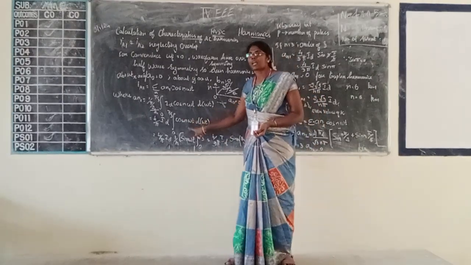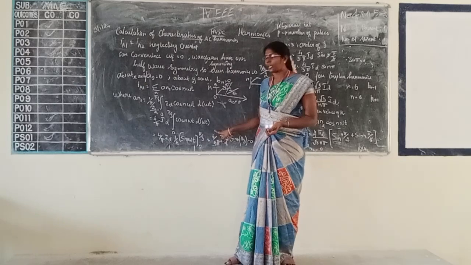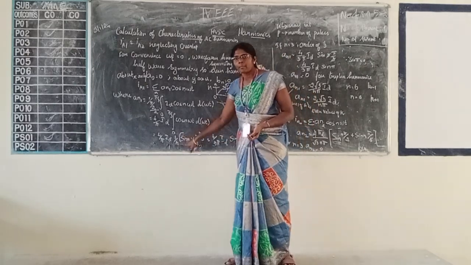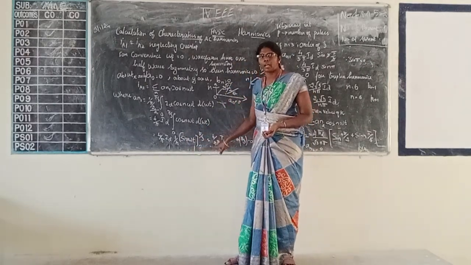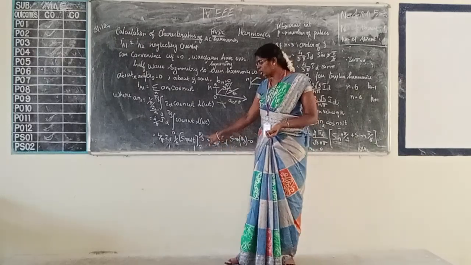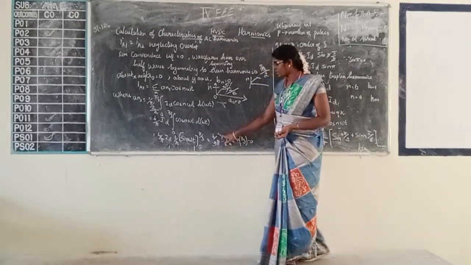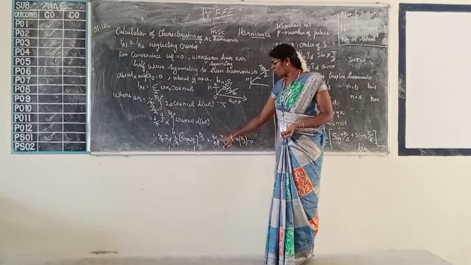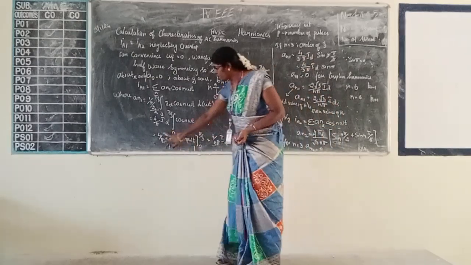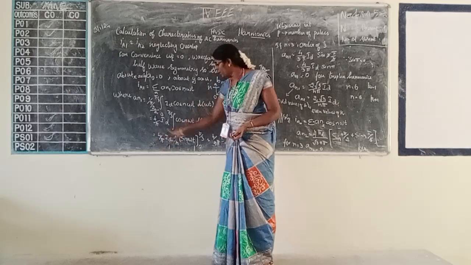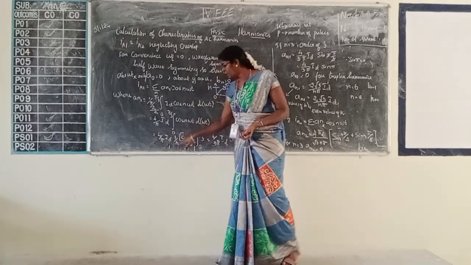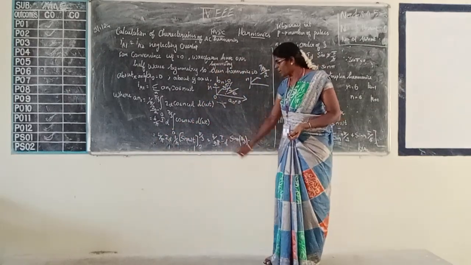While integrating cos n omega t with respect to d omega t, what will we get? 1 by n sin n omega t, with the limit from 0 to 5 by 3. That is how it follows. The 4 by this 1 by n we apply over here, so that is 4 by n pi.